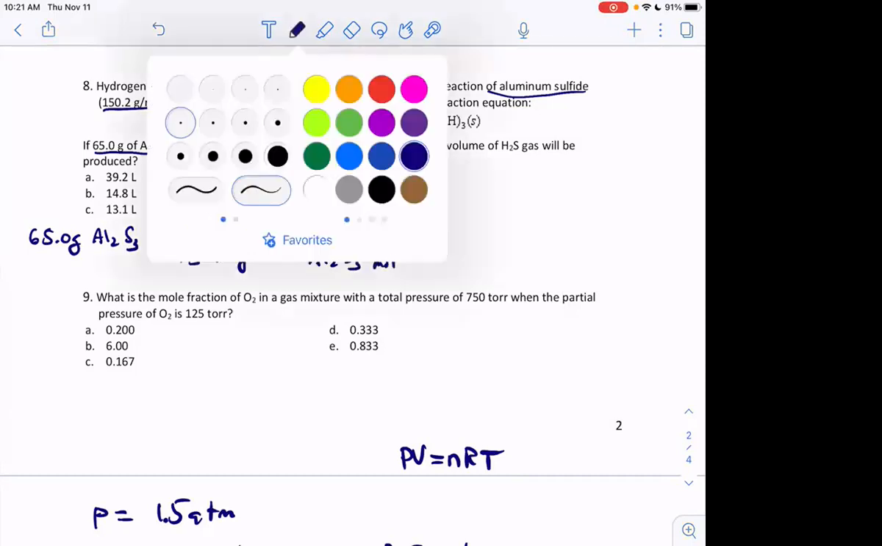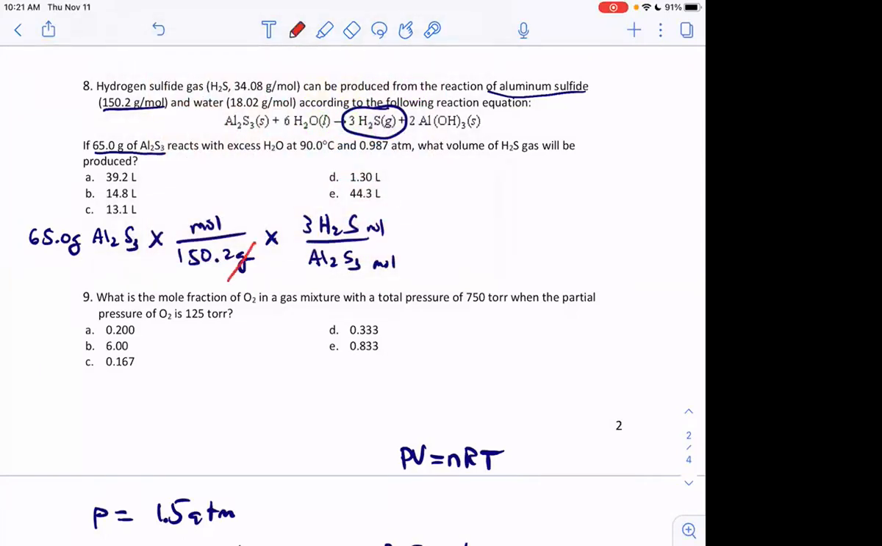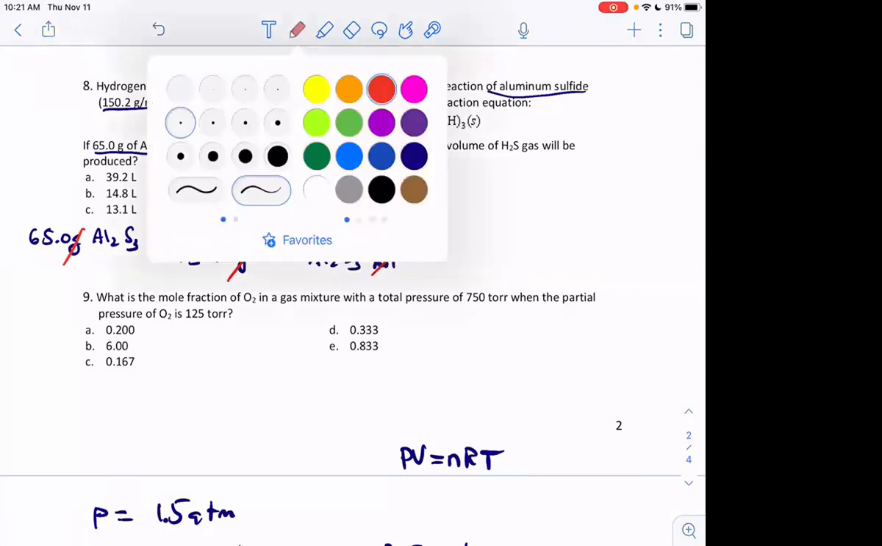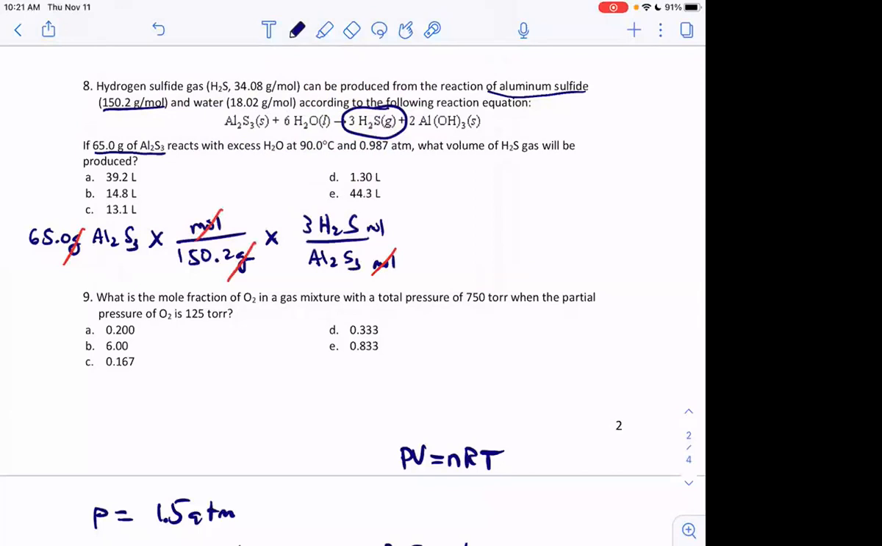And that's all we have to do for that part. We got rid of the grams of aluminum sulfide. We got rid of the moles of the aluminum sulfide. We now have moles of hydrogen gas. What do we get for an answer? Okay, and that's moles of H2S.